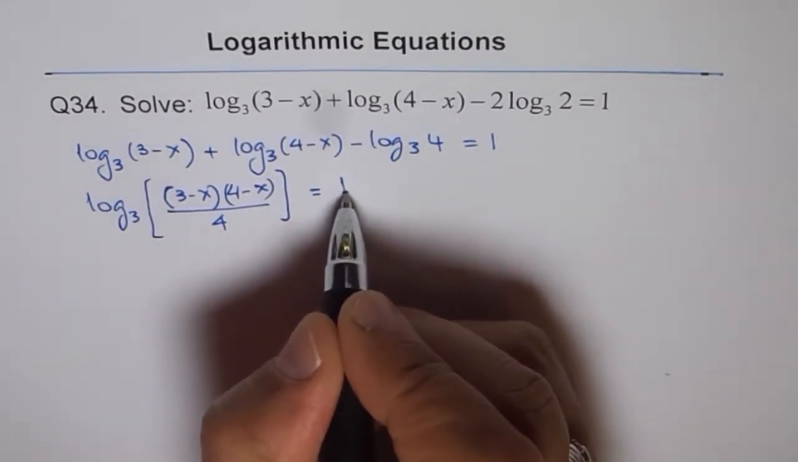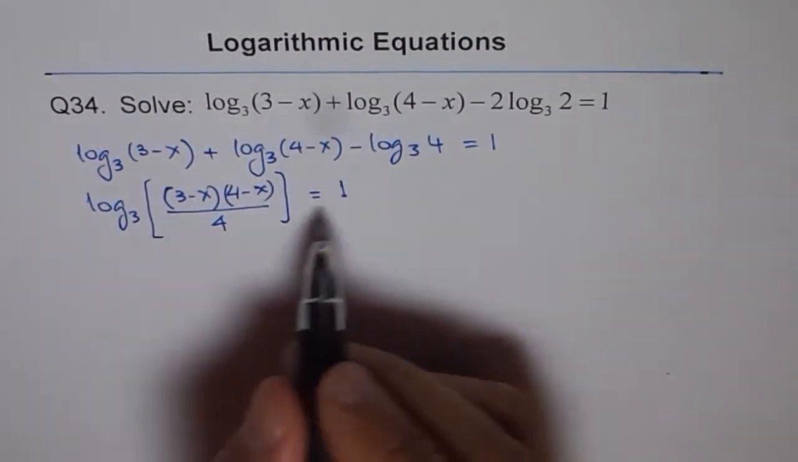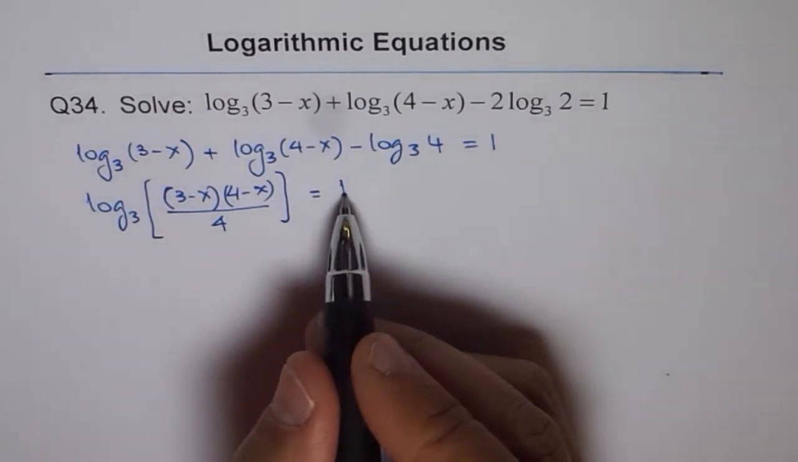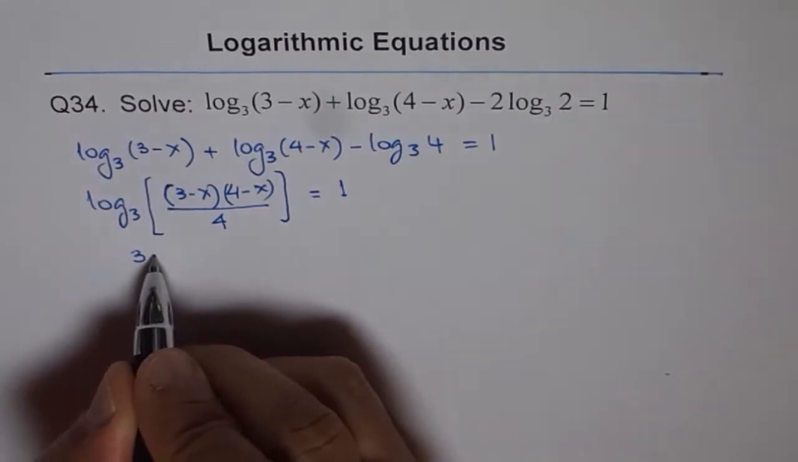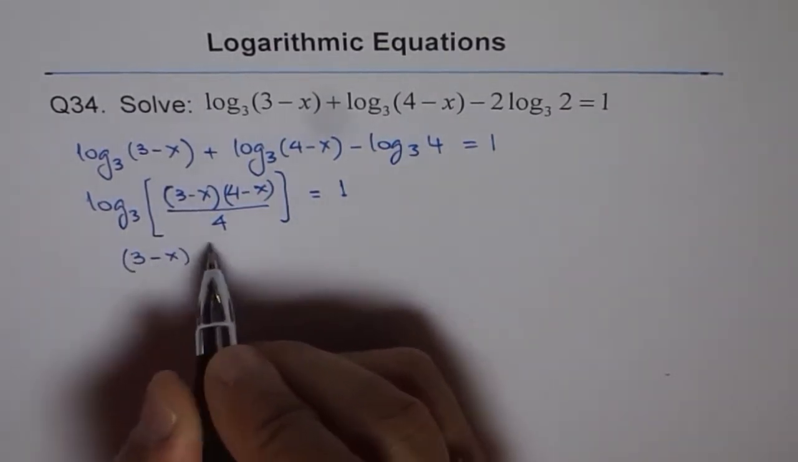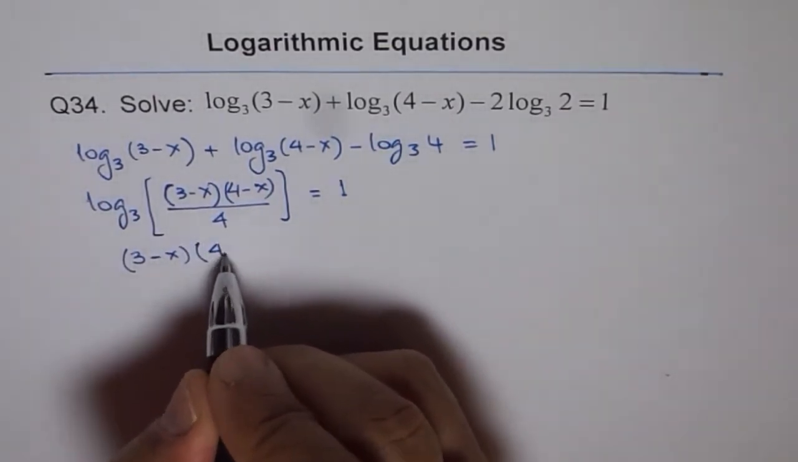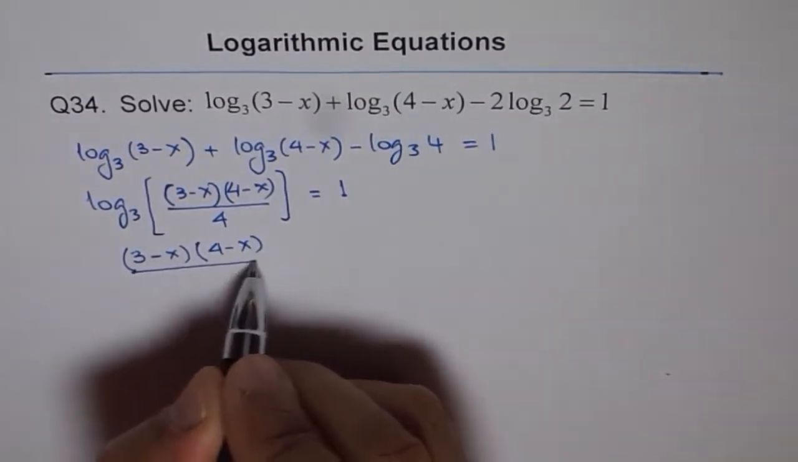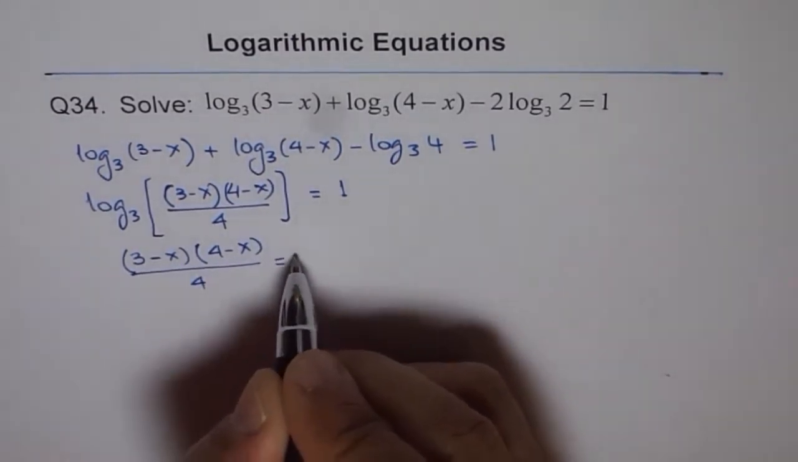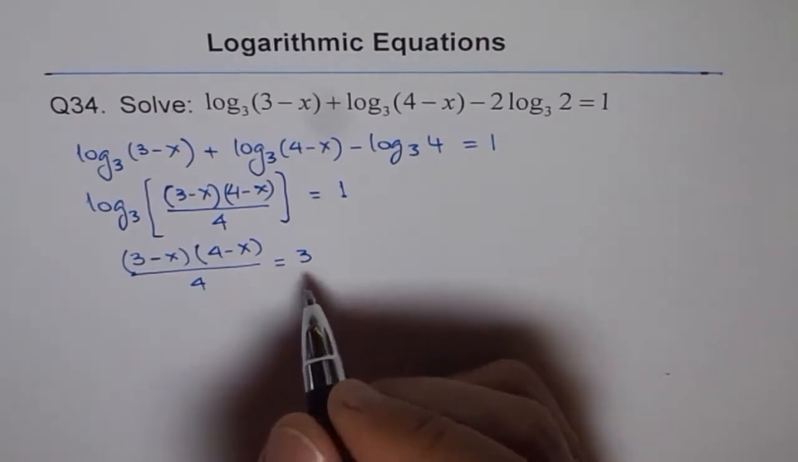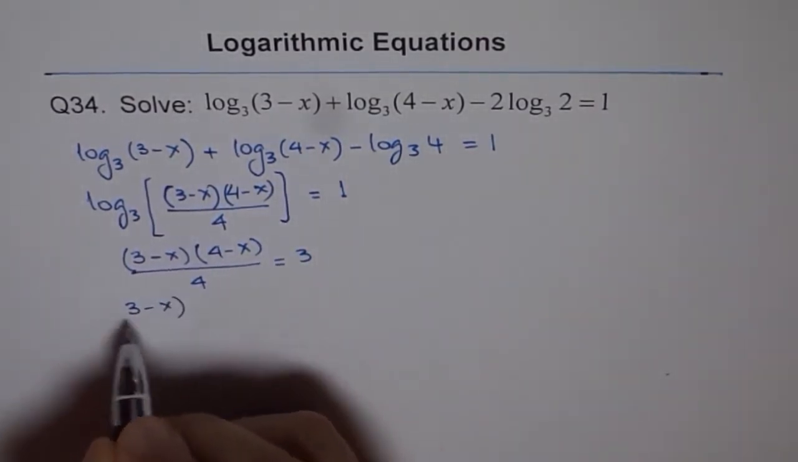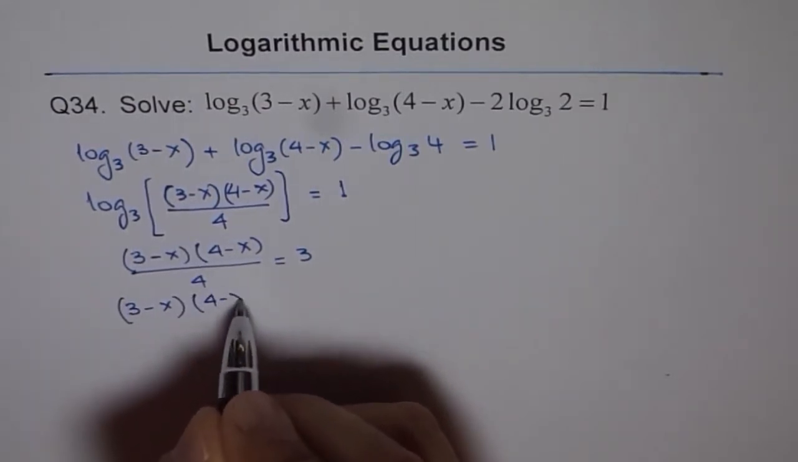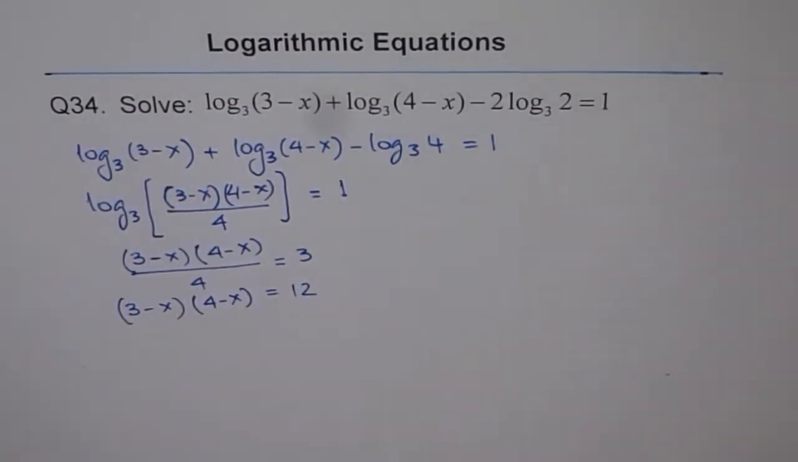equals to 1. So that means 3 to the power of 1 is equal to this expression, which is (3 minus x) times (4 minus x) over 4 equals 3 to the power of 1. Now we can cross multiply and get (3 minus x) times (4 minus x) equals 12. Now let's solve this equation.